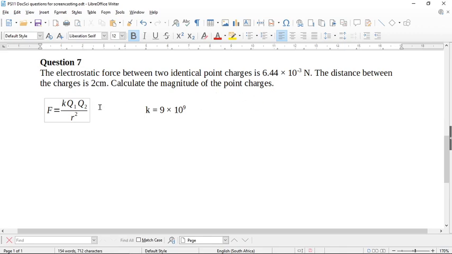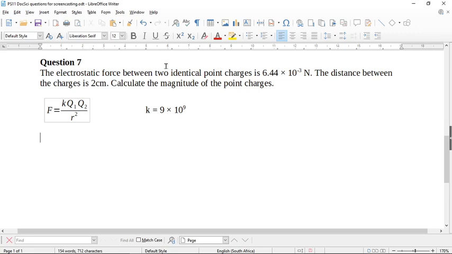So the first thing we know is we're going to use this formula. The force is equal to K Q1 Q2 over R squared. So here's the value of K from your data sheet. Now remember, I can't type fractions in here easily. So let's have a look at what we're going to do in this calculation.